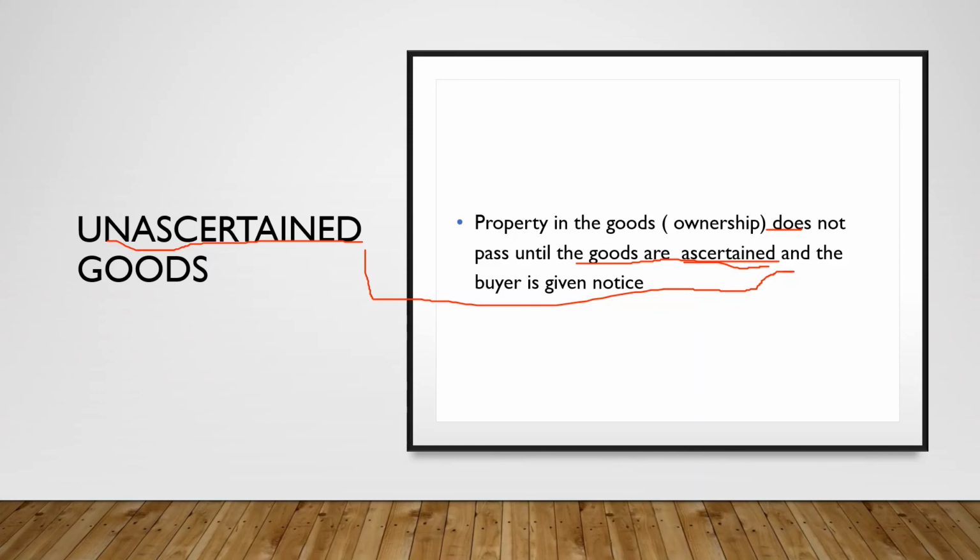Taking us back to the example that we used about Jane and Njoroge, until 100 sacks of beans have been identified and Njoroge has been given notice that these 100 bags of beans belong to you, that's when ownership in those bags of beans will pass to Njoroge. So understand the distinction between ascertained and unascertained goods. And simply put, ascertained goods mean specific goods, while unascertained goods mean non-specific goods.